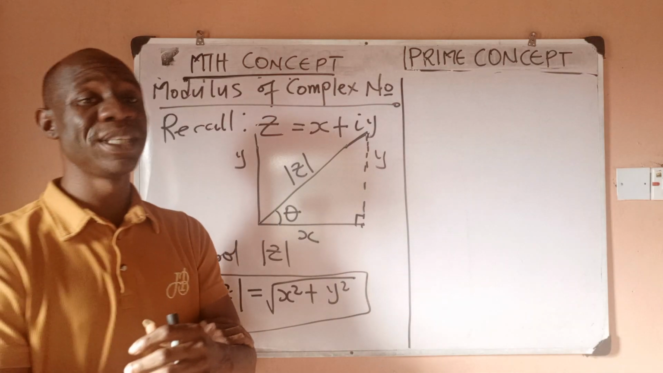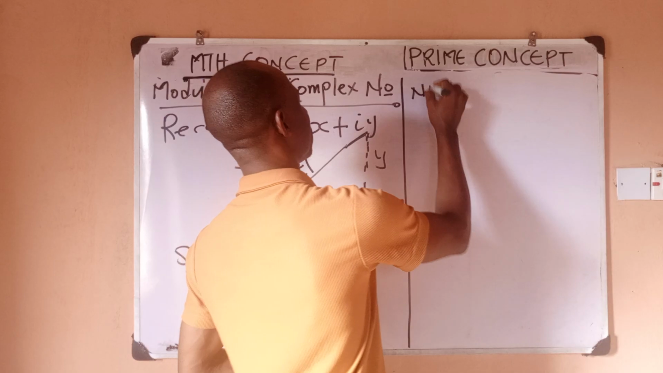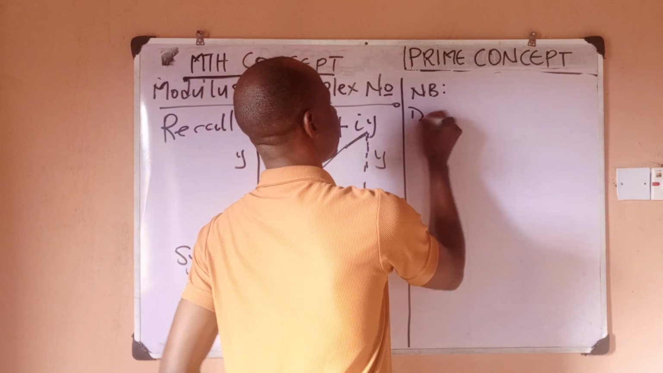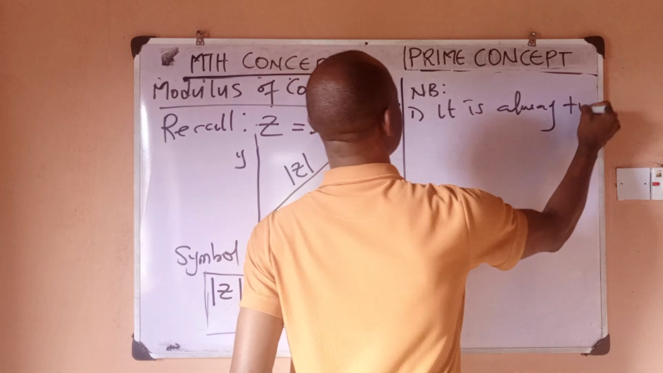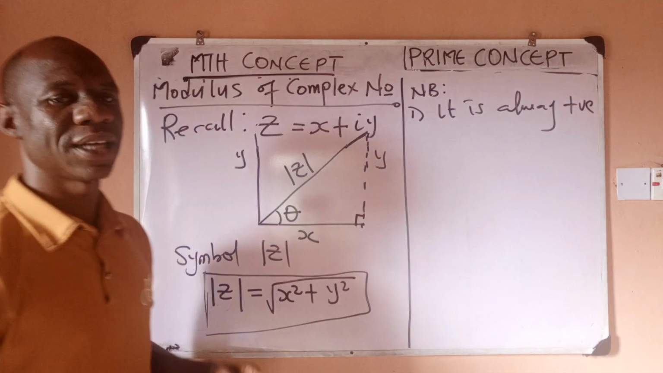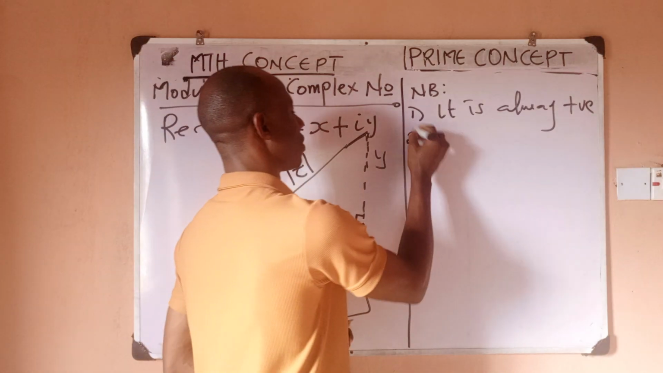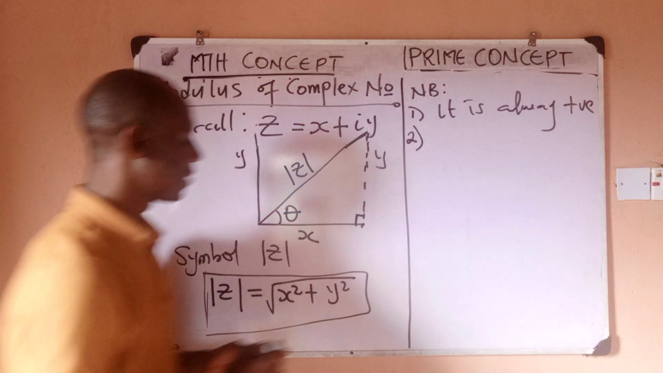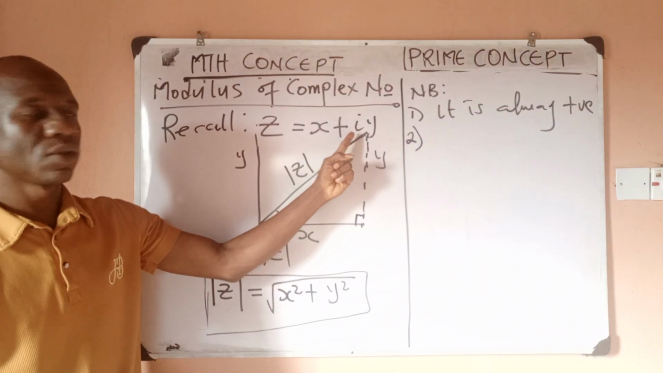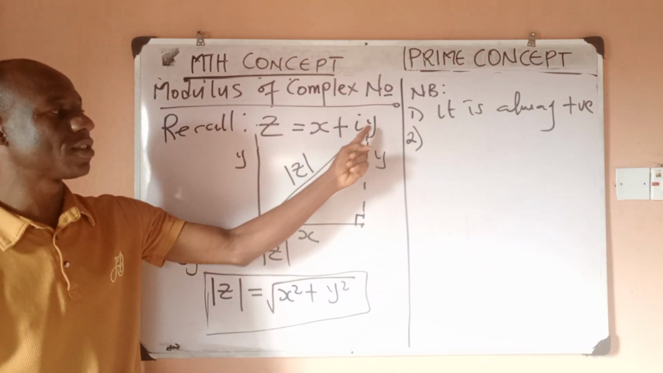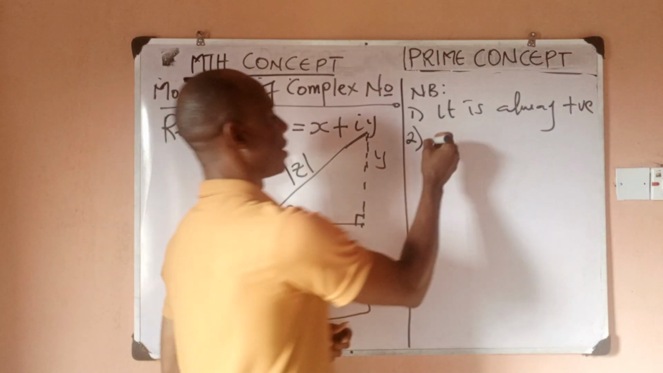Now, one of the things I want you to note from this formula is that the modulus would always be a positive quantity. Number one, it is always positive, so the modulus of a complex number would never be negative. And number two, when you're finding the modulus, you don't include i. i is not included. The only thing you use is the coefficient of i, which is y.